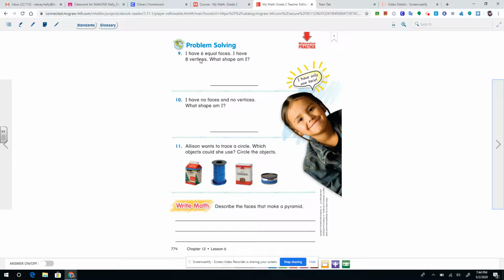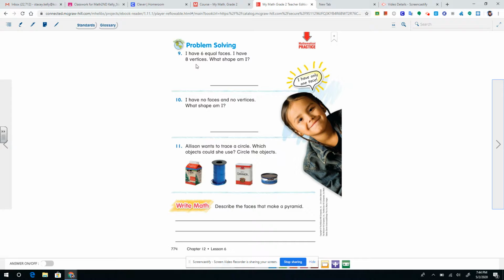Problem solving, number 9. I have 6 equal faces. I have 8 vertices. Vertices, those are the points. Those are where all the corners come together. What shape am I? Number 10, I have no faces and no vertices. What shape am I? So no flat spots, no corners or points.